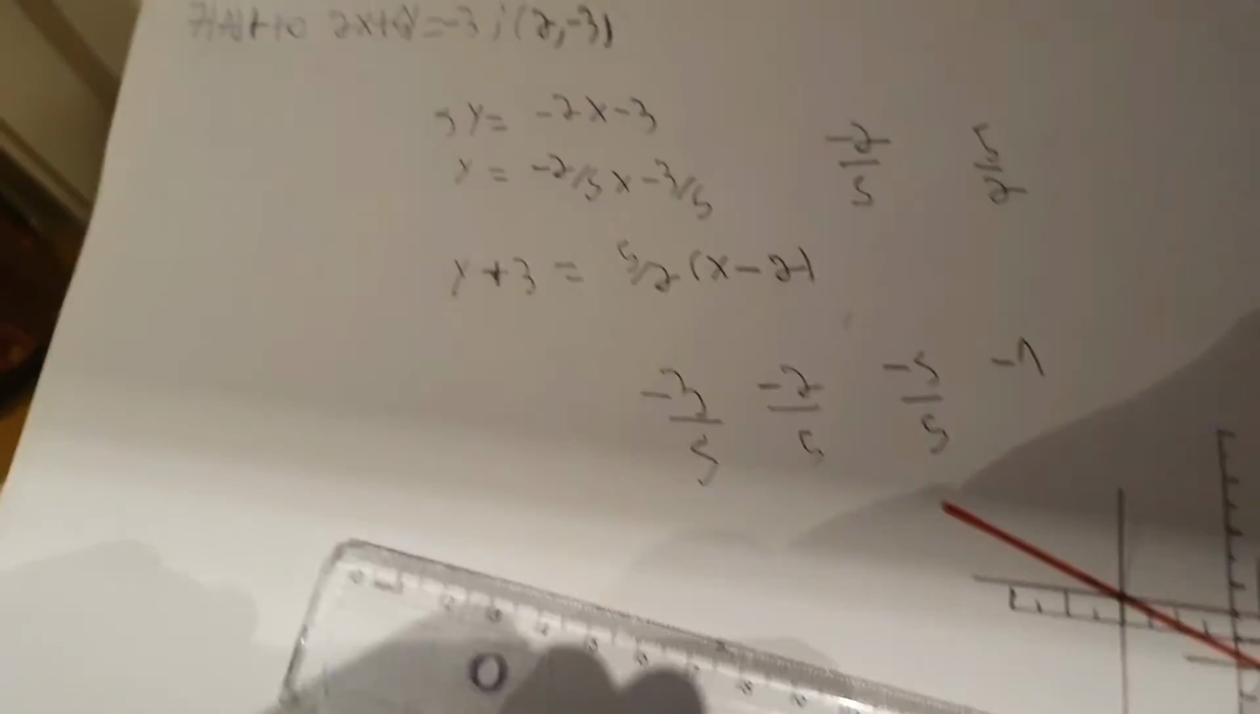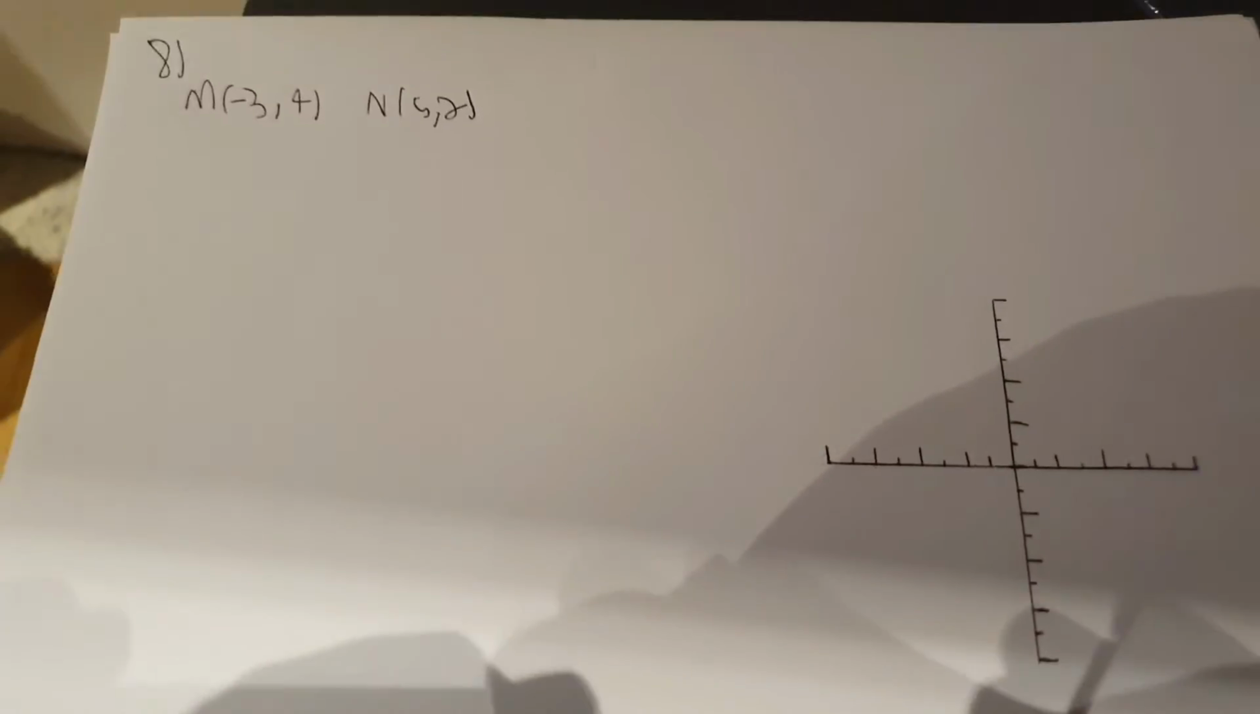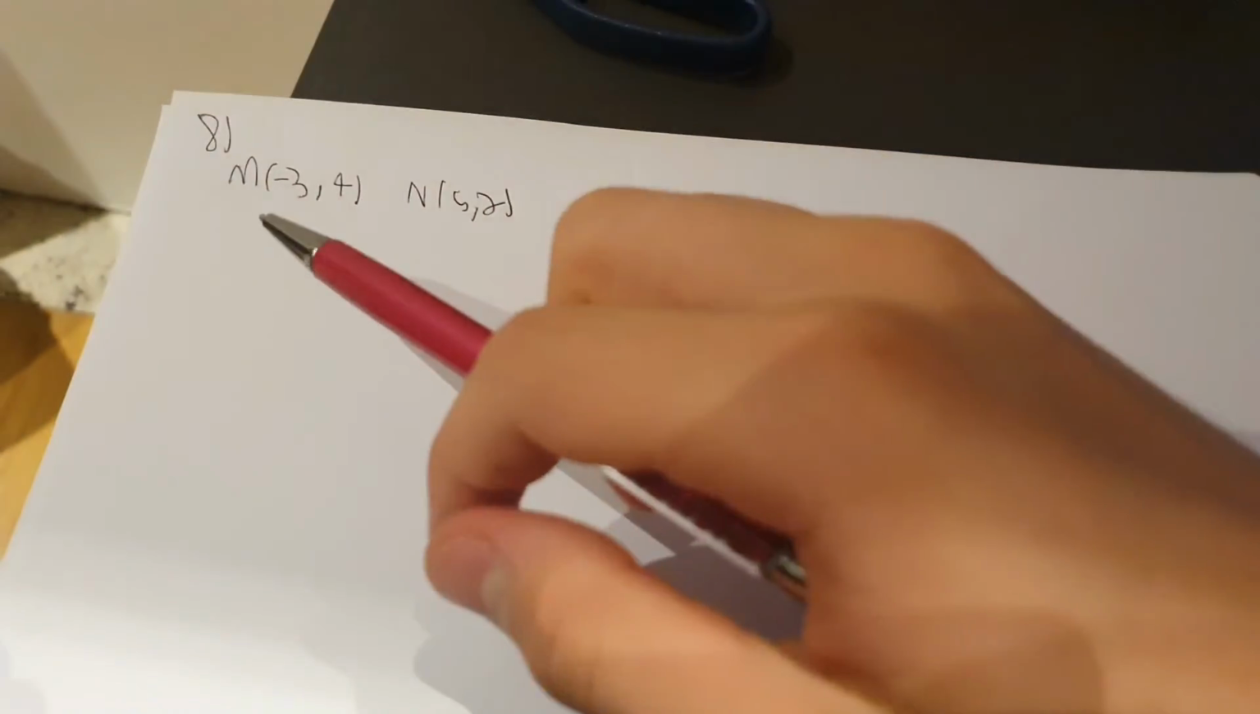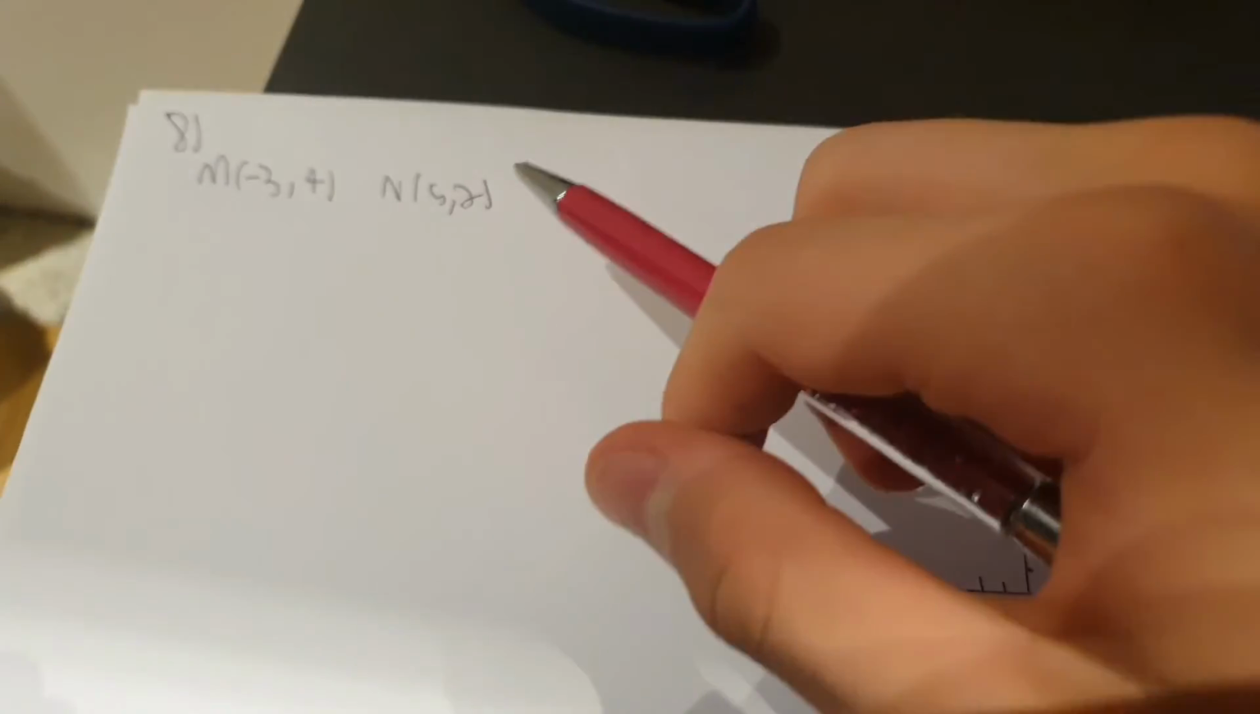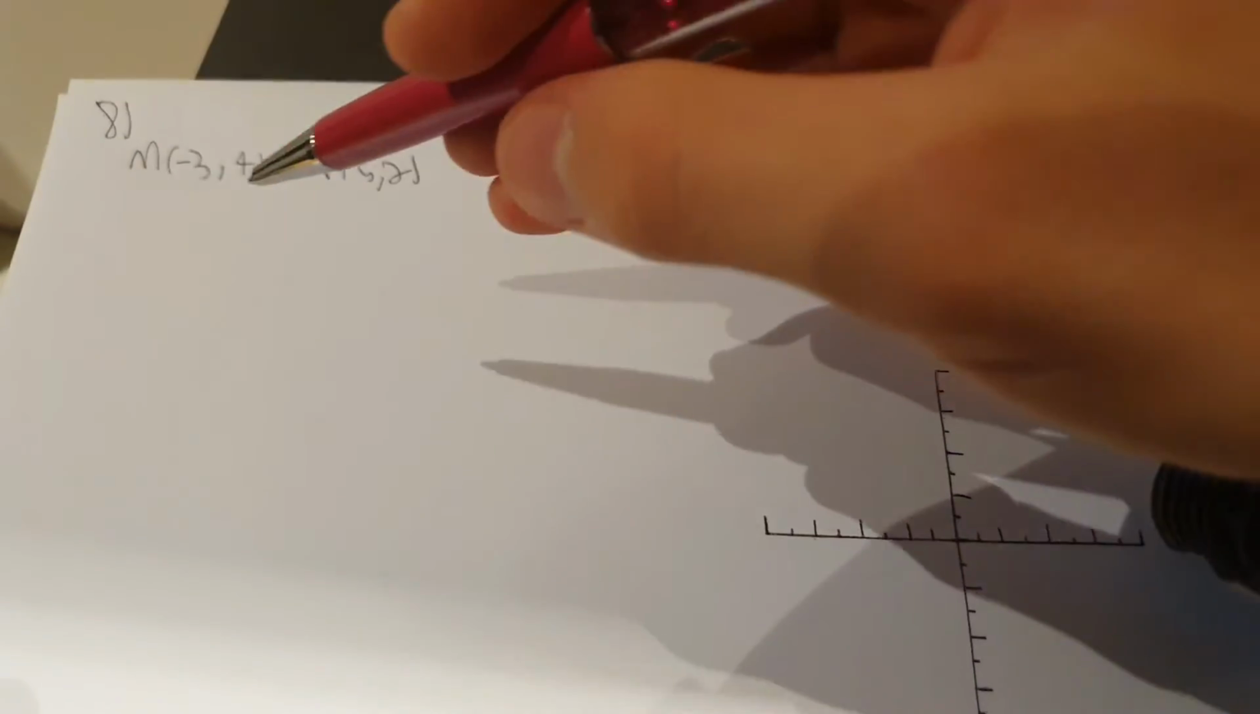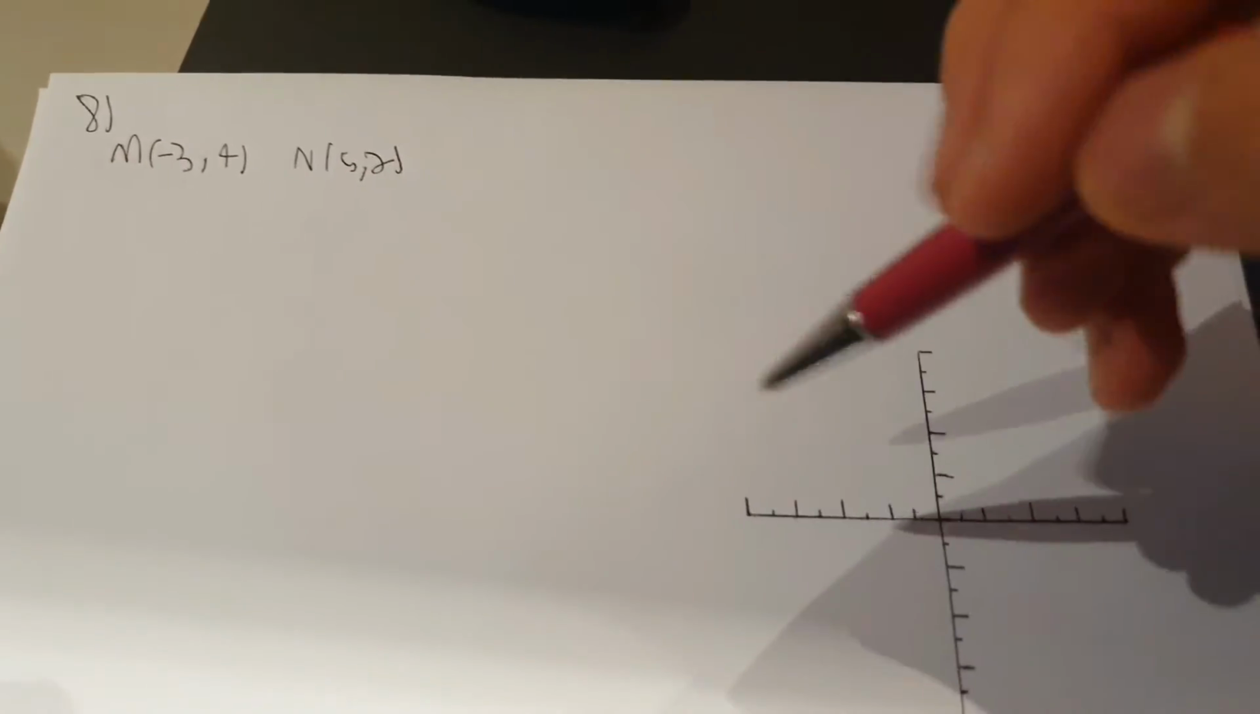So yeah, 7A done. Okay, so for exercise 8, we have to find the perpendicular bisector of the segment MN. So MN has these coordinates. M is this and N is this. So first, let's start by graphing MN.